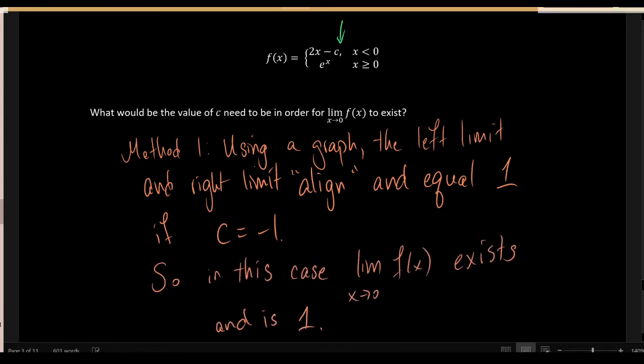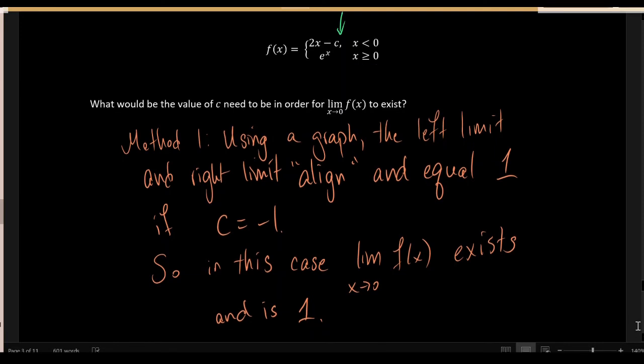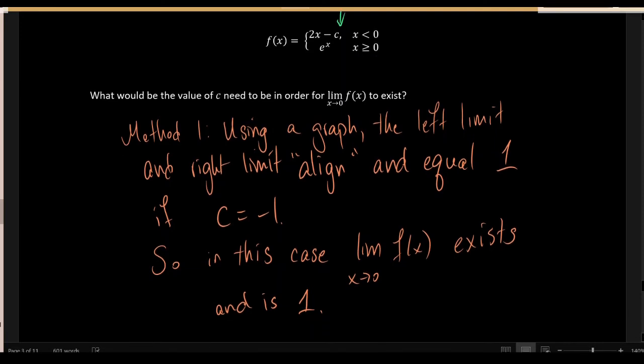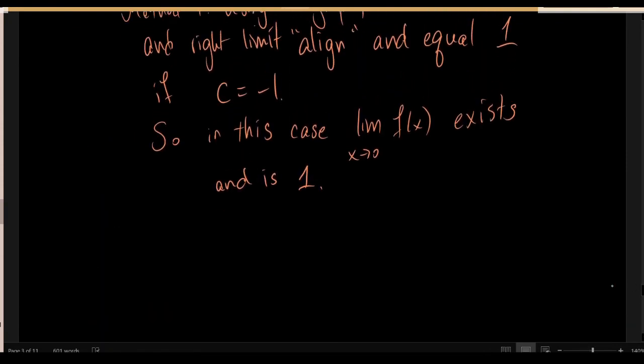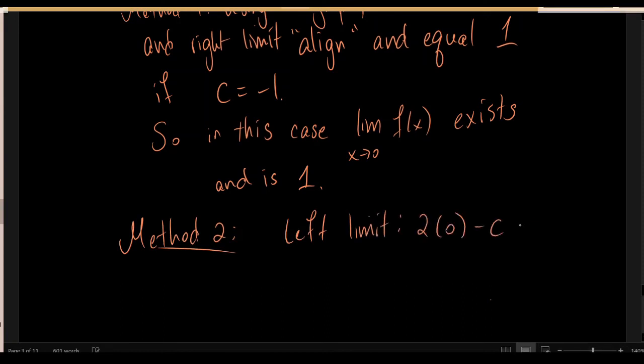We could also use the non-graphical method, and we could say, all right, if we wanted the left limit, we would plug 0 into the left function, the function to the left of the transition point at x equals 0. We would get a left limit that is always equal to negative c. Meanwhile, we know that the right limit is given by the output of the function on the right side of 0, which would be positive 1.